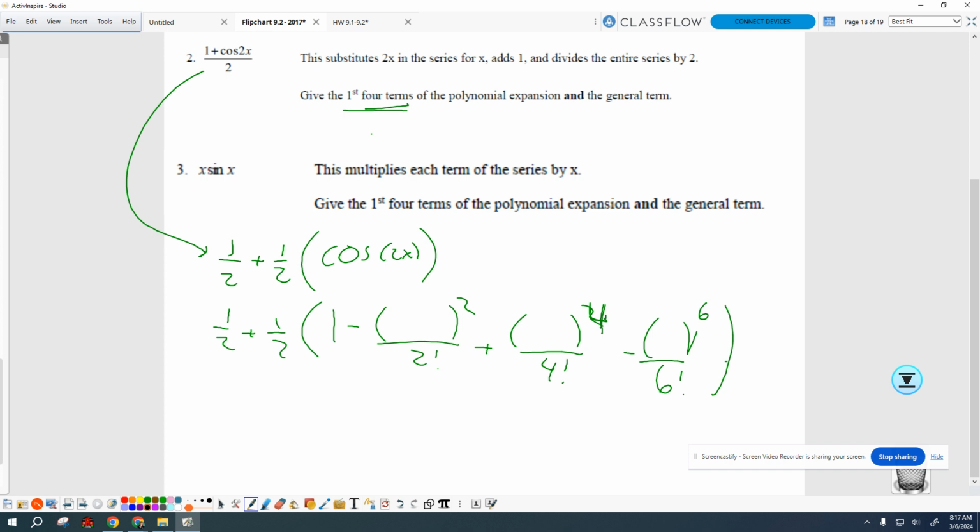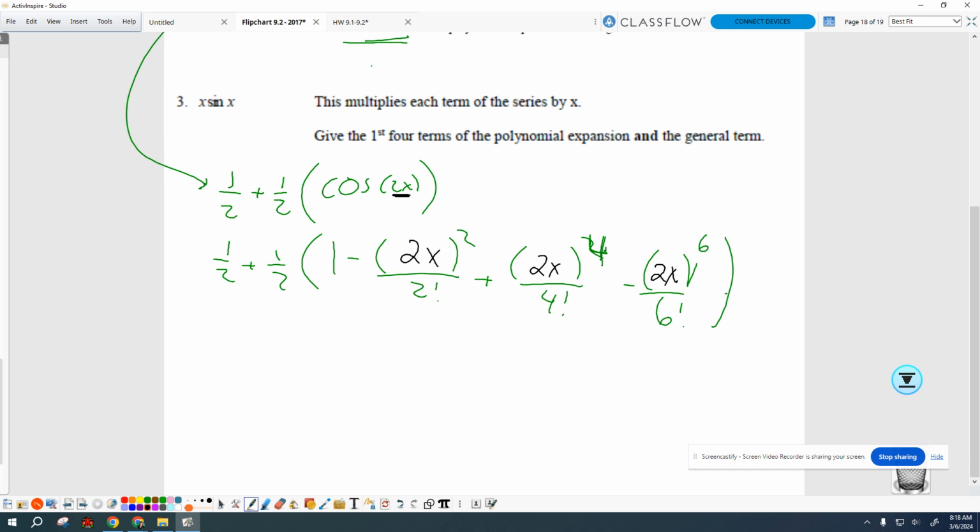And Fiona, how did I manage when it wasn't cosine of x but cosine of 2x? What did I do? Put the 2x into the parentheses for all of these. All right. So I have 1/2 plus 1/2. Oh, right there, a term combined.